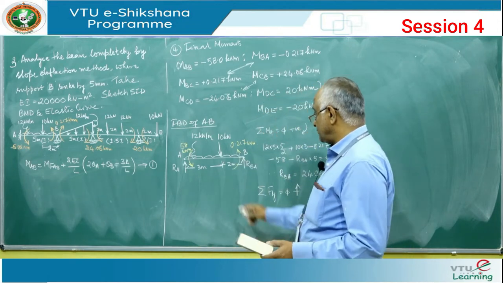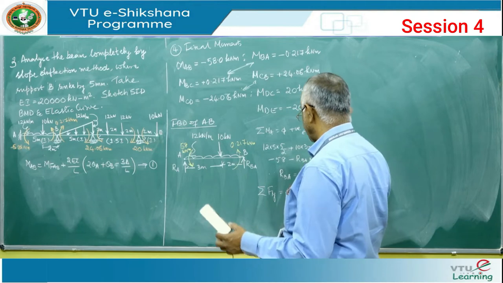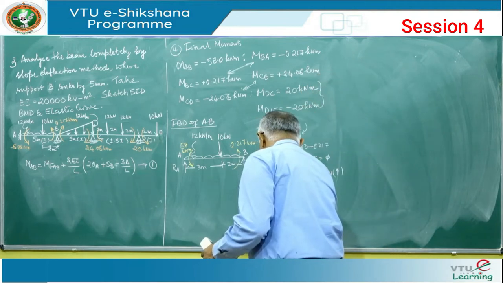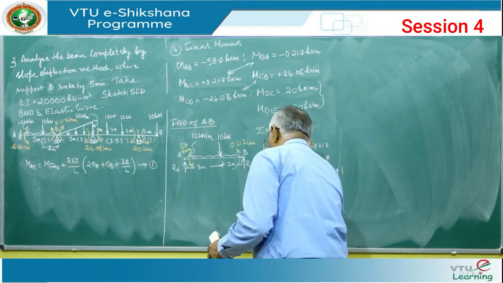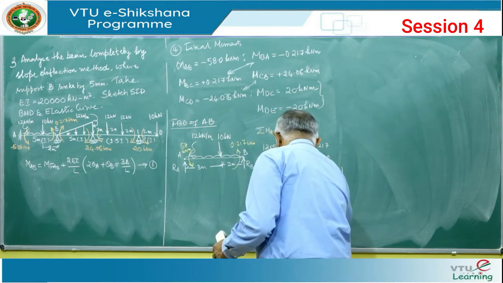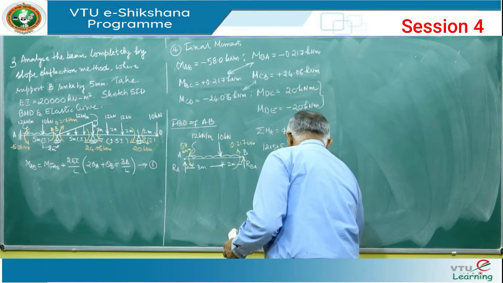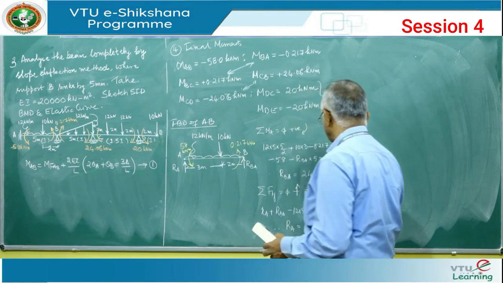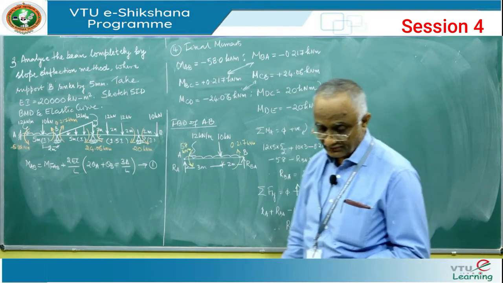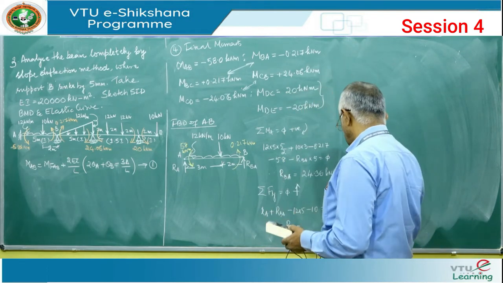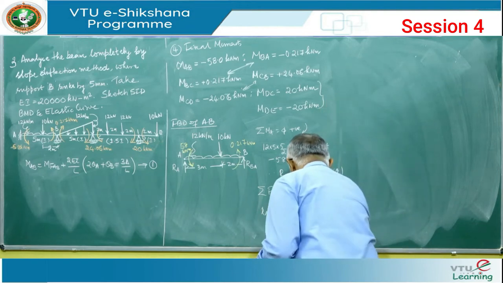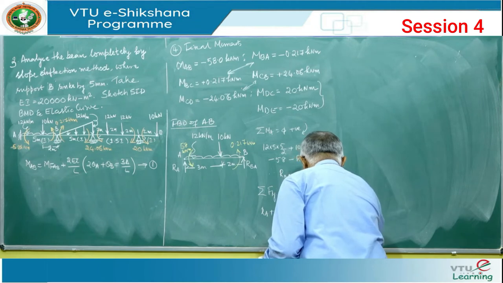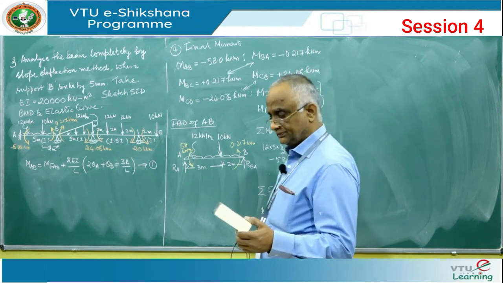So total load is 12 × 5 plus 10. So it is RA plus RBA minus 12 × 5 minus 10 equal to 0. Therefore, RA we can find, 60 plus 10, 70, 70 minus 24.36, it is 45.64 kilonewton again acting upwards.